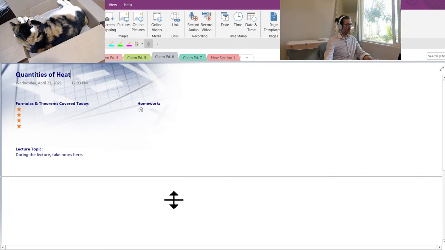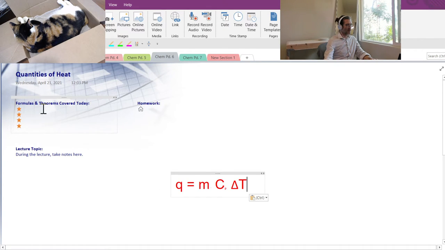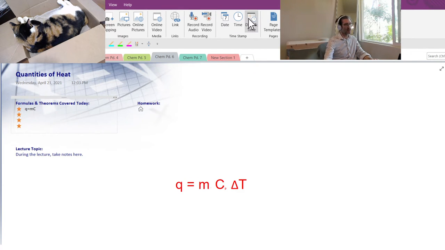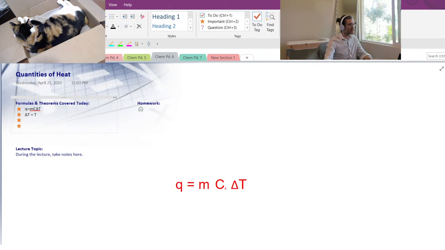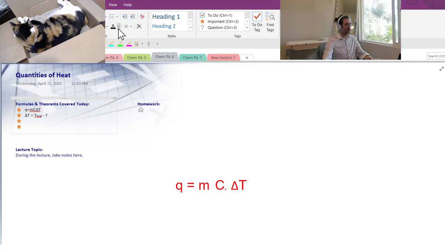Formulas and theorems. There's this one here. Q equals m c delta T. We'll also mention that delta T equals the final temperature, T sub final, minus T initial. And I'll write this larger in a minute.